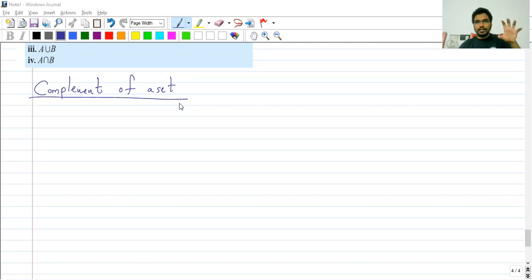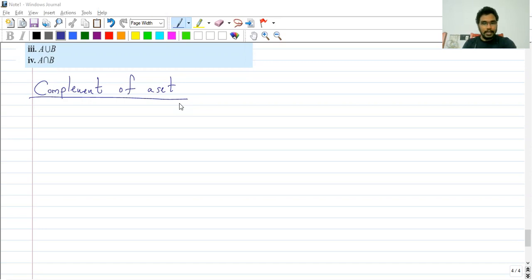When there is a universal set, and if you consider a subset in this universal set, if I take that subset as A inside this universal set, the elements which do not belong to this subset A are known as the complement of A. Again, I will explain. If you take a universal set, and a subset A inside it, all the elements which do not belong to this subset A are called the complement of A.